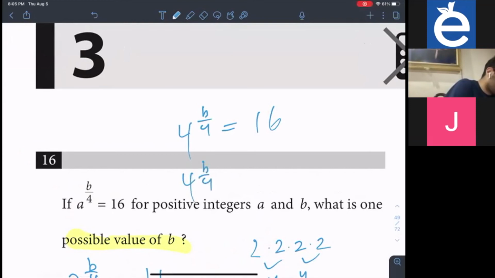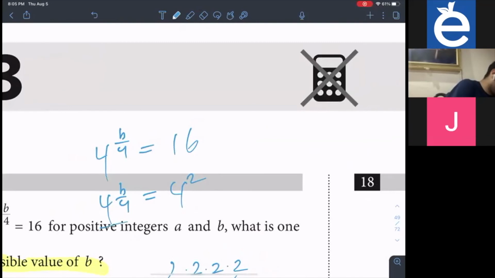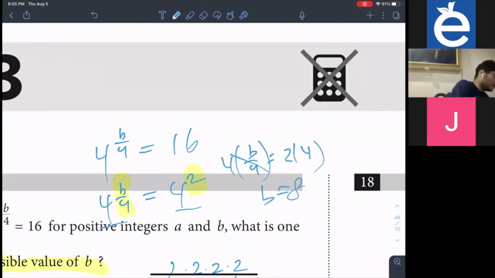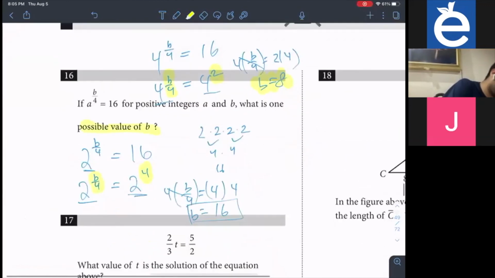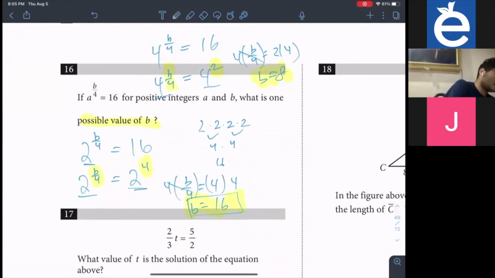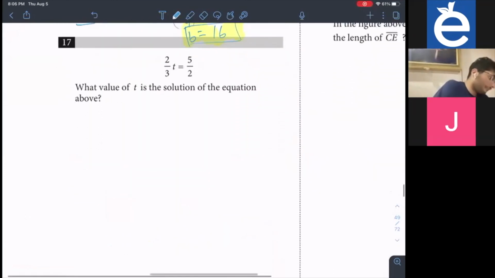We know it's 4 squared. And b over 4 is equal to 2. Since the bases are the same, we can compare the exponents. So then, b over 4 is equal to 2, and multiplying by 4, you get b is equal to 8, which is another viable answer. So b is equal to 8 works, and b is equal to 16 also works. Next question.